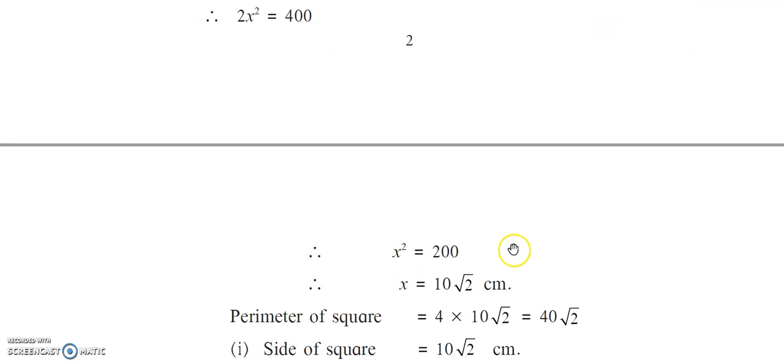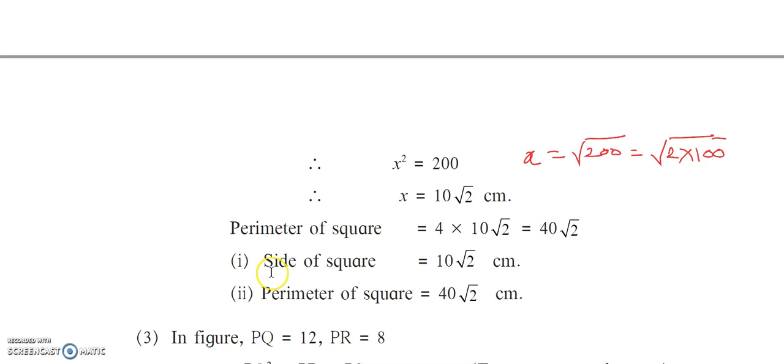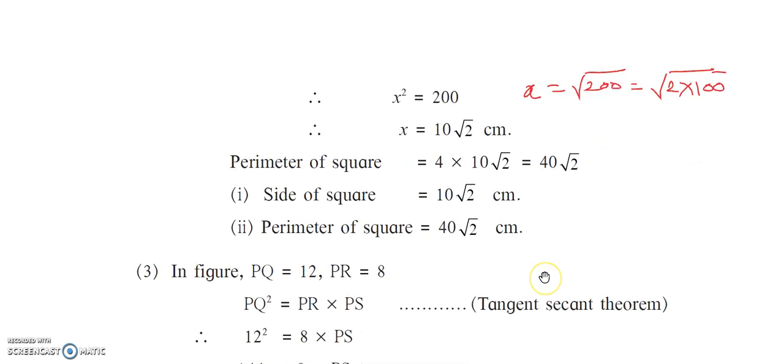Therefore x square is equal to 200. Therefore x is equal to, take the square root on both sides, root of 200. Now this 200 can be written as 2 into 100. Therefore the square root of 100, square root of 100 is 10, and root 2. This is the side of the square. What about the perimeter? The perimeter is equal to 4 into side, that is 4 into 10 root 2, 40 root 2. And the answer is side of the square is 10 root 2 centimeter. Perimeter of the square is equal to 40 root 2 centimeter.